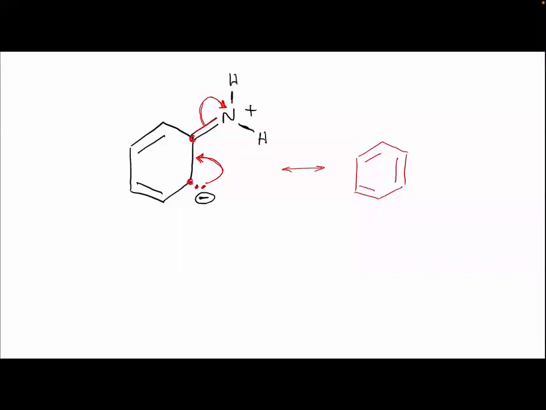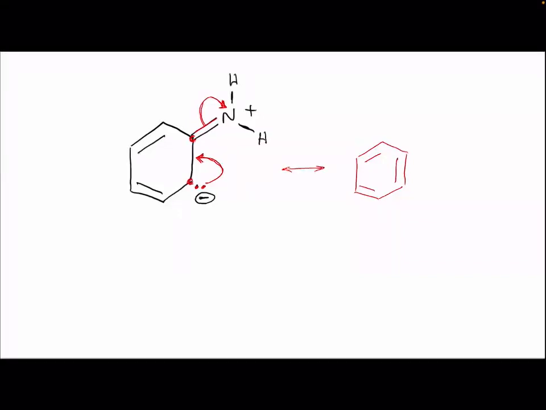Now we have a double bond between the two carbon atoms, and a single bond between the carbon and the nitrogen, and then the nitrogen has a lone pair of electrons. What we've done here is delocalize the electrons. We moved the electrons around and created a contributing resonance structure that has no formal charges. So by doing this, we minimize the charges. This is a major contributing structure because it has the minimum number of formal charges.